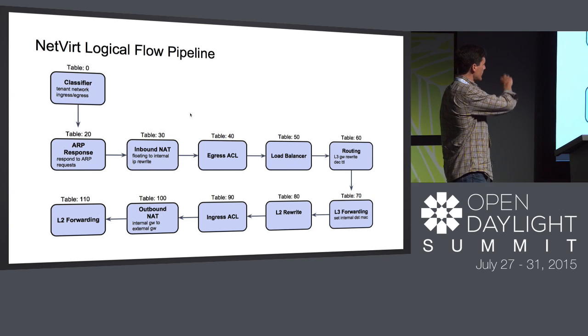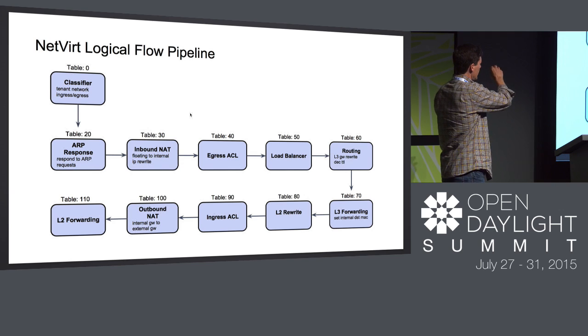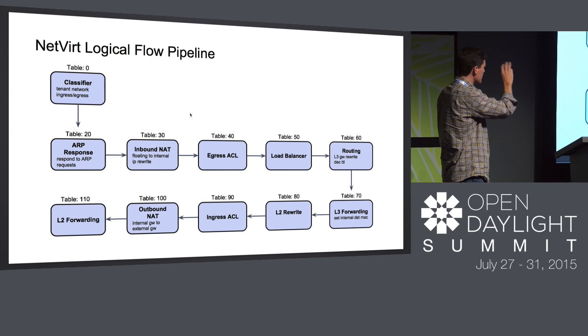But everything in NetVirt goes through this table. And if you're looking at the NetVirt code, that's what you'll find. You'll find services that correspond to every single one of those blocks. And each one of them is responsible for the flows to do that particular function.